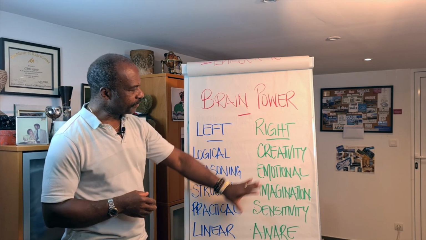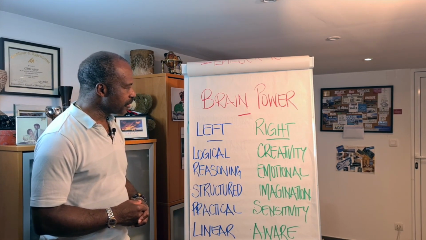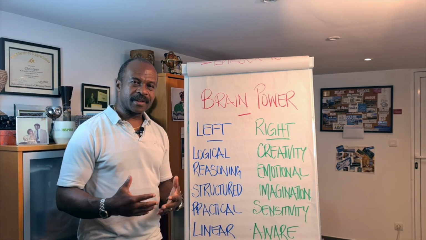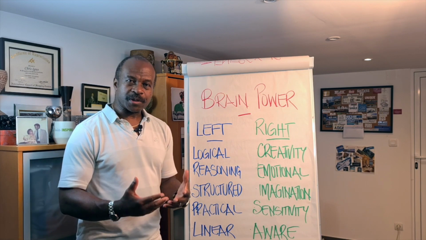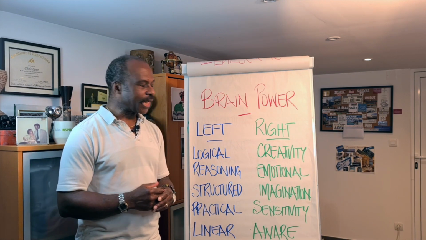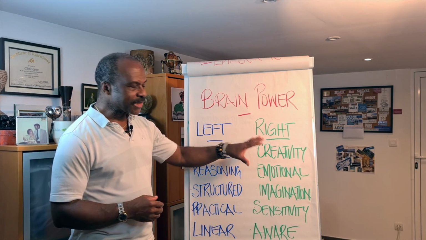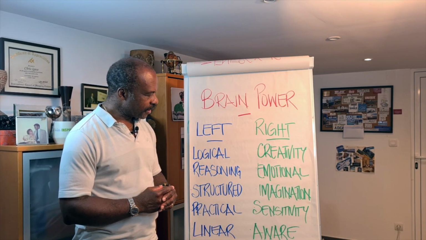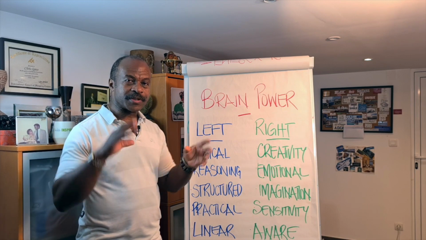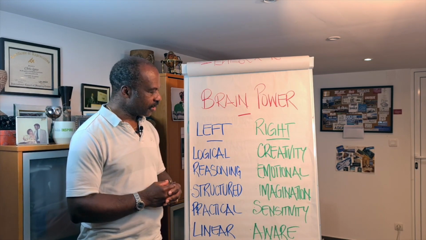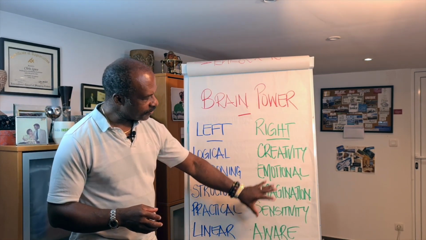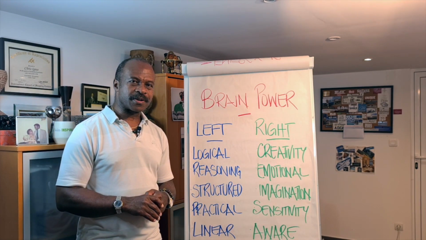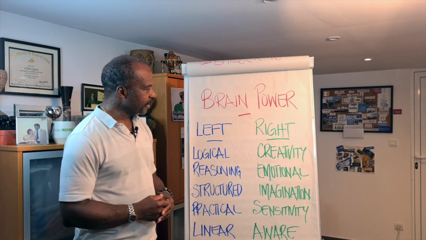Now, the right brain individuals are essentially those who are considered more creative. They have more emotional being, connection. They have more imagination. They have more sensitivity. And they are more aware, whether spatially or conceptually or whatever. So these are some of the key components of a right brain thinker.